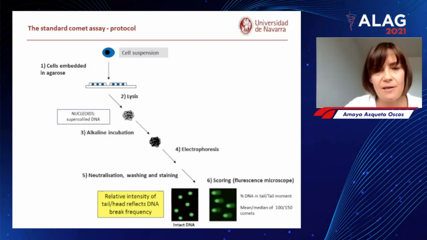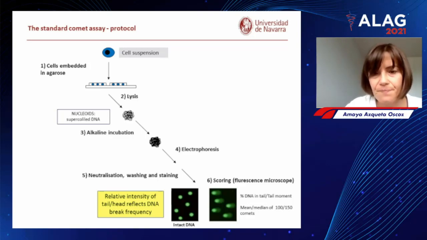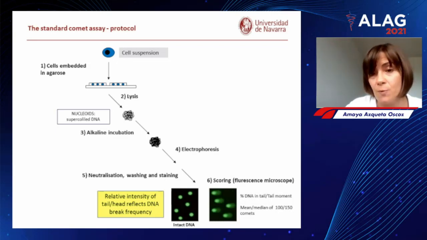So if the DNA of a cell contains breaks, it relaxes and is able to migrate during the electrophoresis. And it creates images that are very similar to stellar comets, as you can see in the figure. So the relative intensity of the tail reflects the DNA break frequency. The last part of the protocol is the scoring of the results, and this can be done visually or, more commonly, using image analysis software.